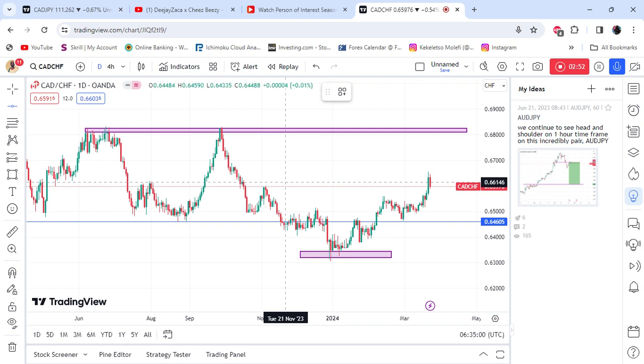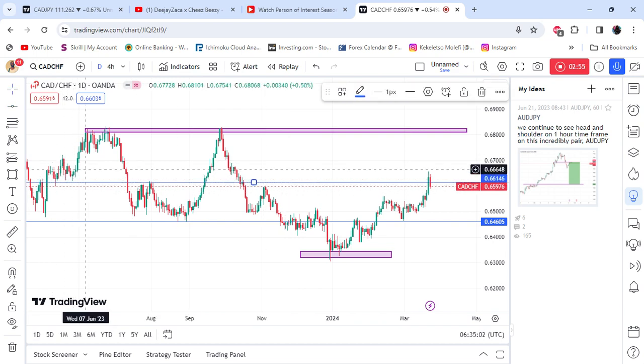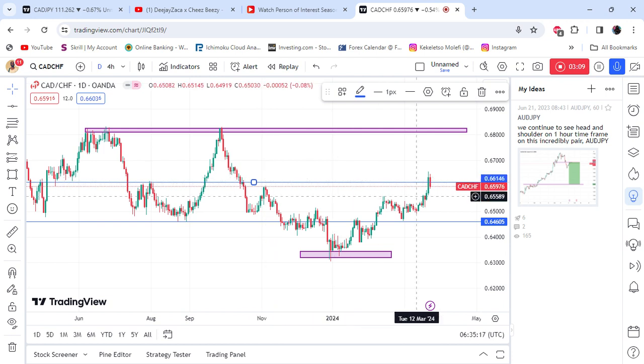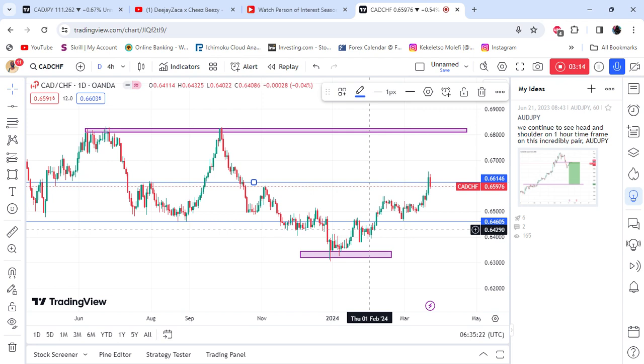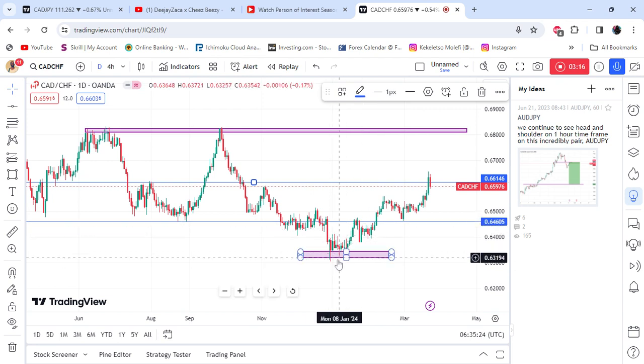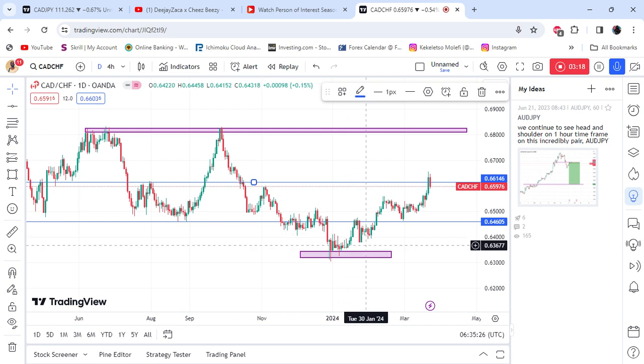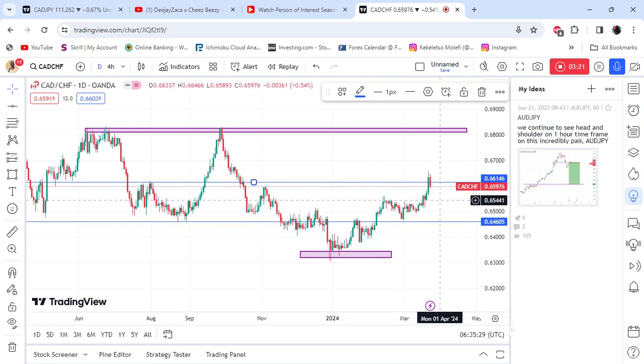You also have this level here. We have this level, this level, this level, and this is where the market was consolidating. It has been a minute since we saw our CADCHF buying. So this was wave 1, wave 2, wave 3, and we're expecting wave 4 until somewhere here.